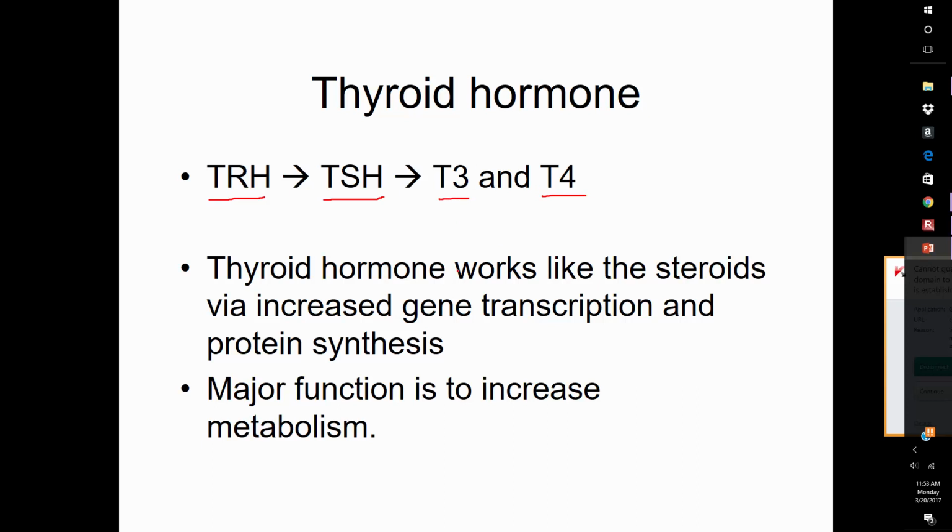These are derivatives of tyrosine that have been iodinated, and iodide, when it forms a side chain, it actually makes the molecule quite lipid soluble. So thyroid hormone is lipid soluble, and even though it's an amino acid derivative, it works like the steroids. It diffuses into the cell, promotes gene transcription and the formation of new proteins. And the major thing it does is increase metabolism. And of course, we use that example with permissiveness, where thyroid hormone increases beta receptors and makes tissue more sensitive to epinephrine.